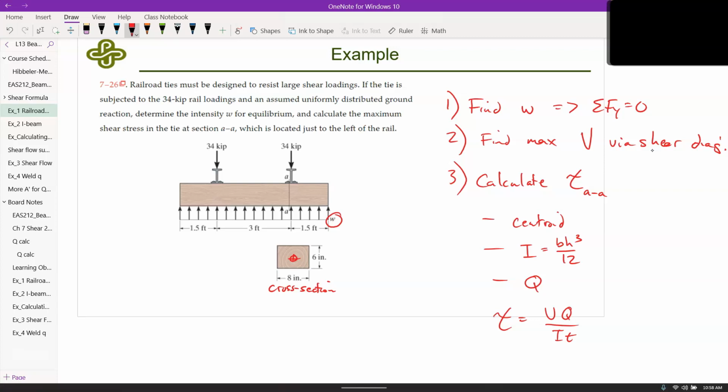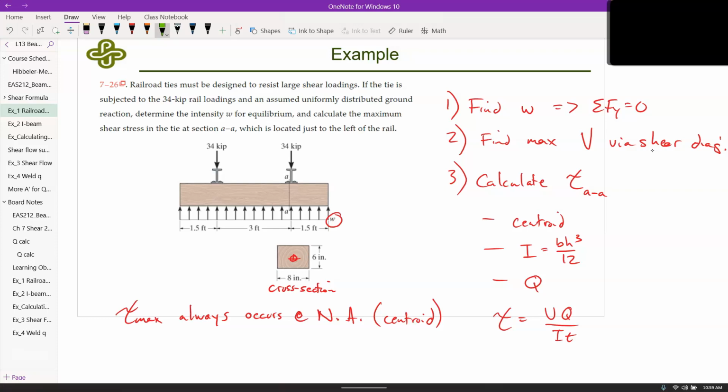So what did people get for moment of inertia? So I made this comment up here. This question is asking for the max shear stress. So max shear stress always occurs at the neutral axis. So neutral axis is at the centroid. So that's where our shear stress is going to be maximum.